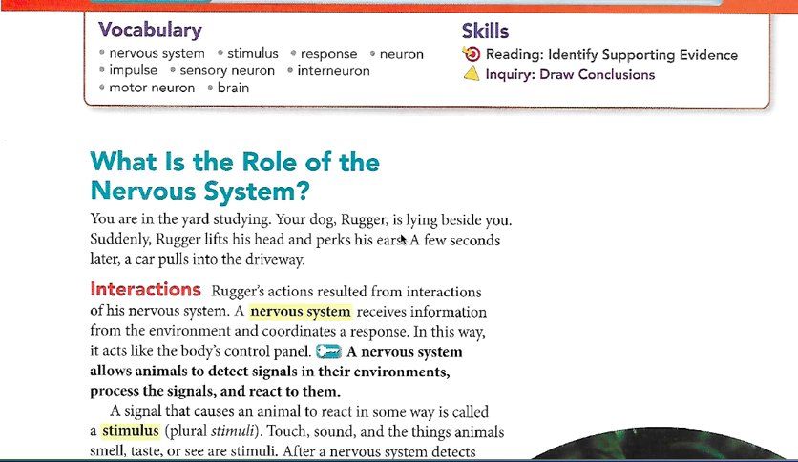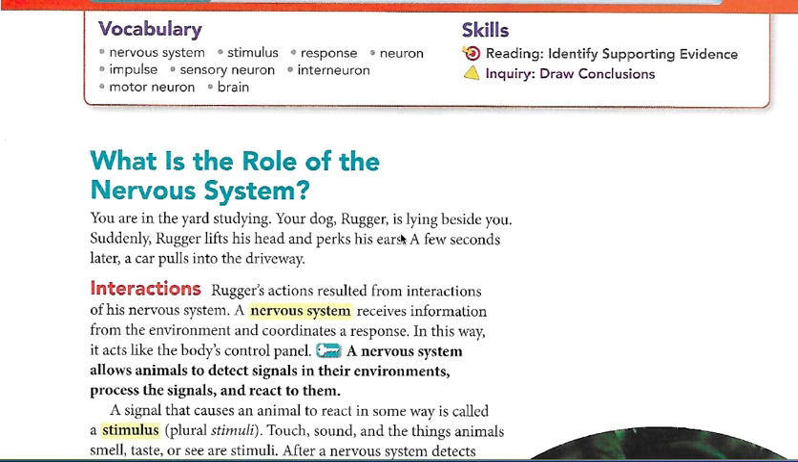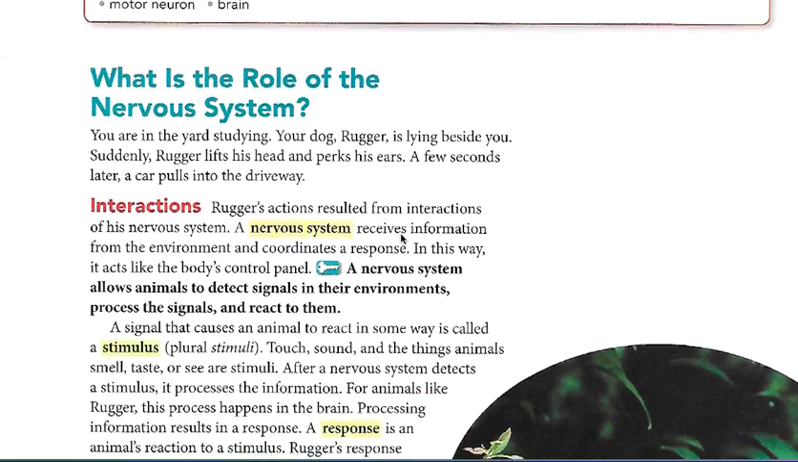So, what is the role of the nervous system? You're in a yard studying. Your dog Rugger is lying beside you. Suddenly, Rugger lifts his head and perks his ears. A few seconds later, a car pulls into the driveway.